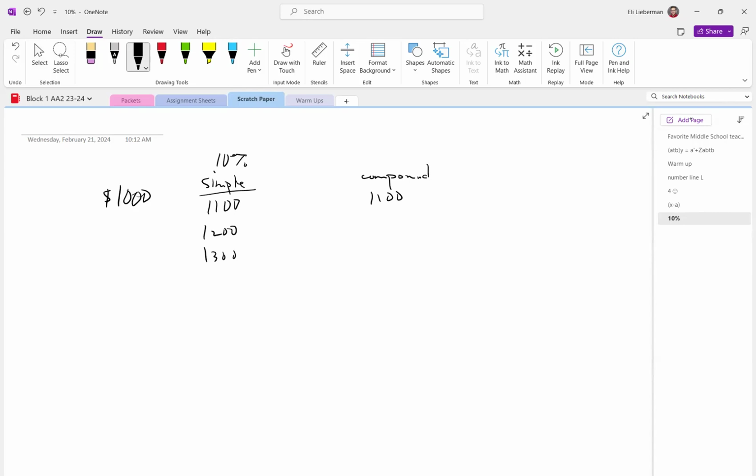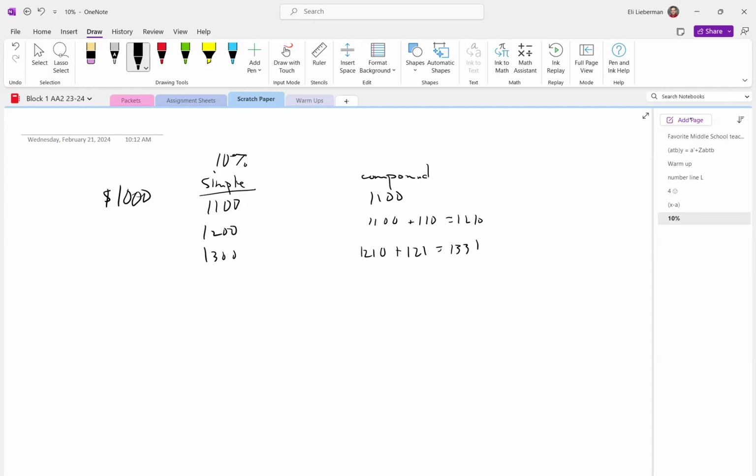The second year, how much more are you going to have? Well, you have 1,100 plus 10% of that. Like Baron said, 1210. Does that make sense? Next year, you're going to have 1210 plus 121, 1331. So when you compare that with simple interest, you can see it's more beneficial.